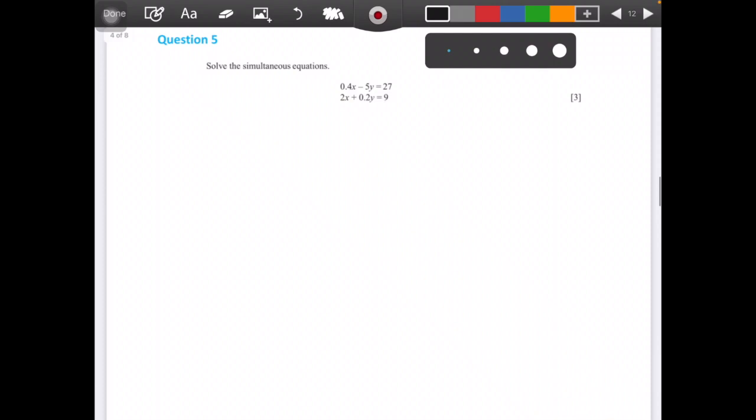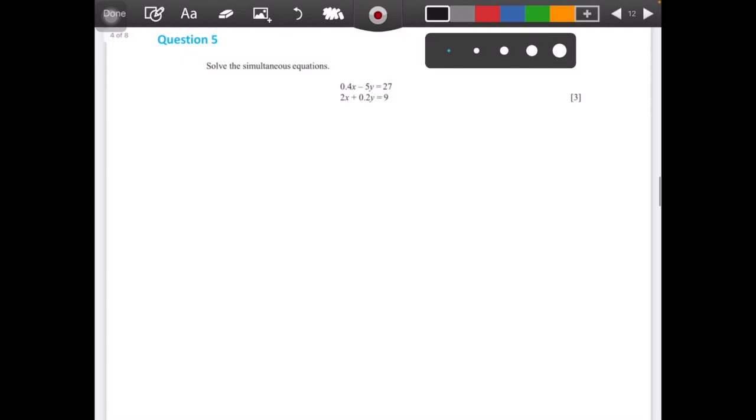Hello. Today we'll be looking at simultaneous linear equations. So question number 5 is asking us to solve this pair of simultaneous equations, which is basically when you have two unknowns and two distinct equations.